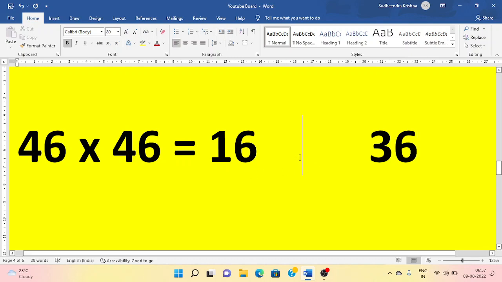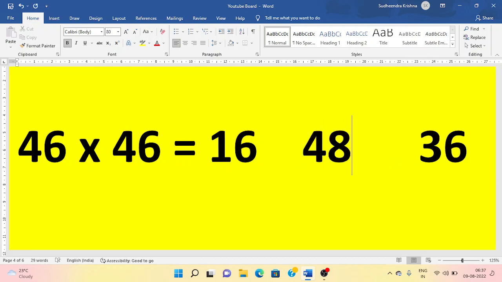Okay. Now you multiply 6 and 4. 6 4s are 24. 24 into 2 is 48. Now if you see in the middle portion and the right portion of the answer we are getting two digits, but we cannot take a two digit.